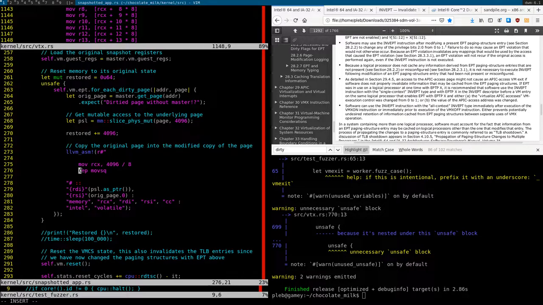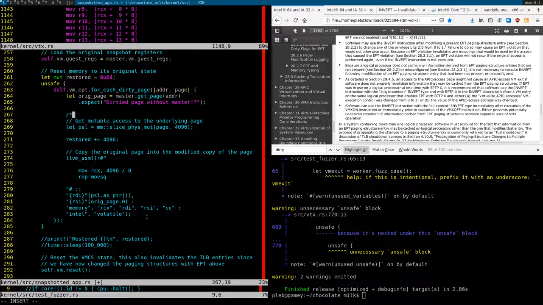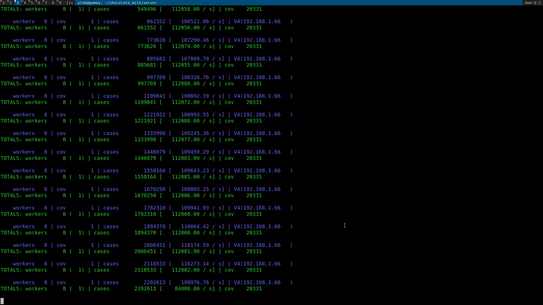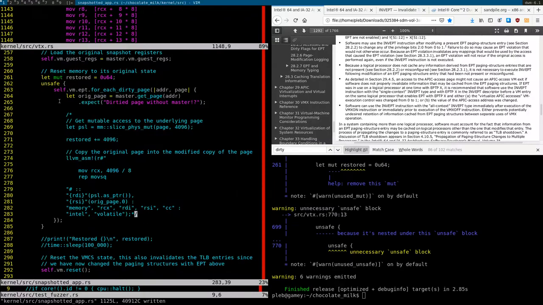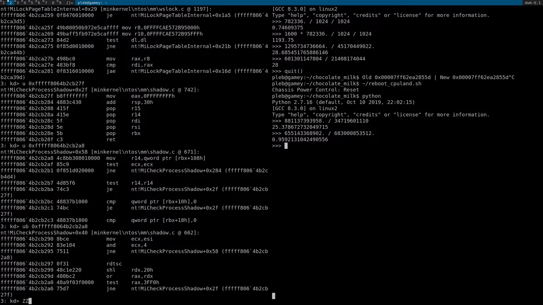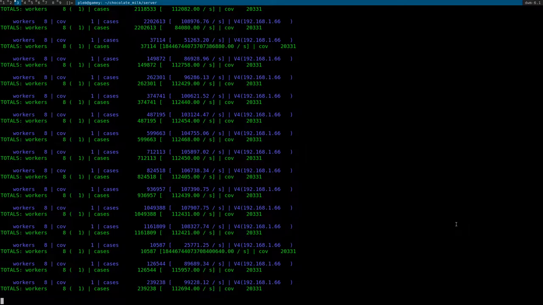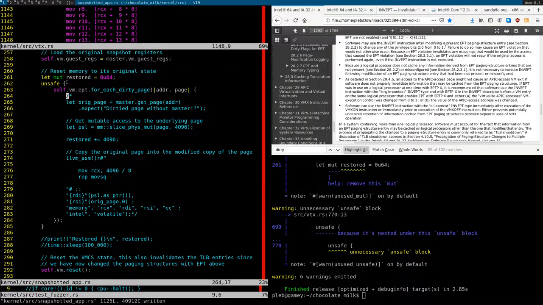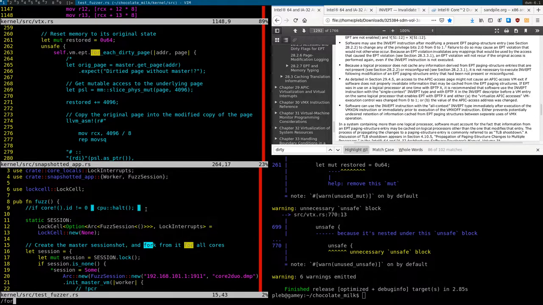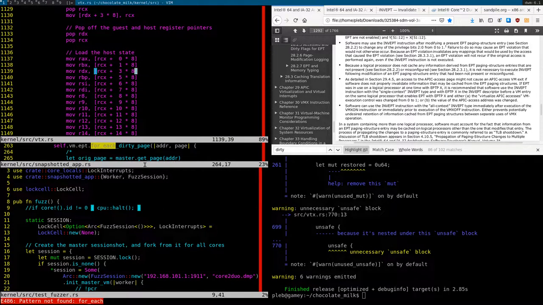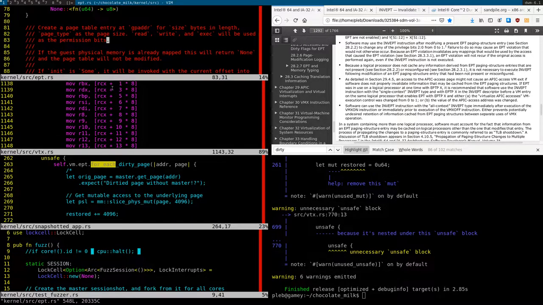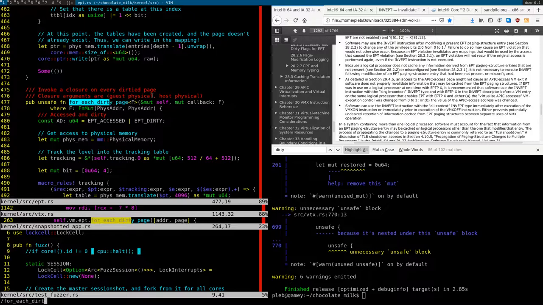What if I just don't do the copy, but I do everything else? So this will actually not restore the page, but it will still do the get page. Yes, it's get page off the master. Oh, is it just for each dirty page entirely? Huh. Kernel source, EPT. Okay. For each dirty page.